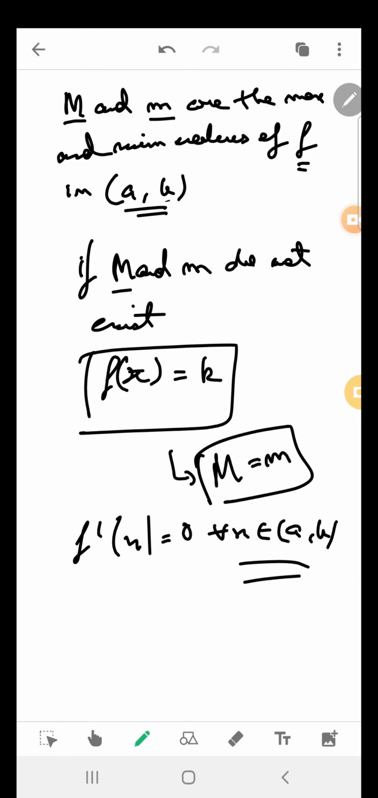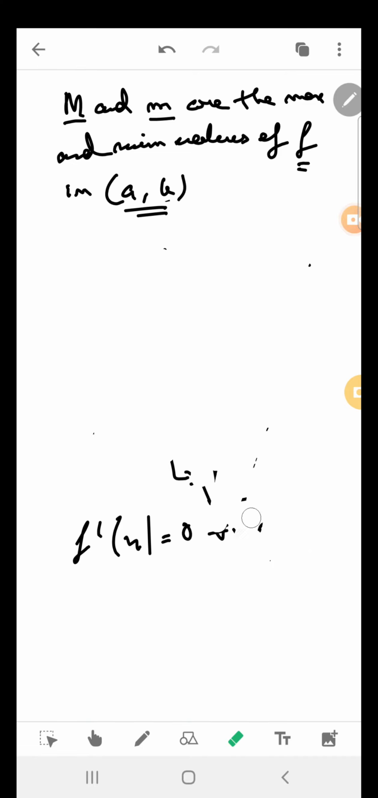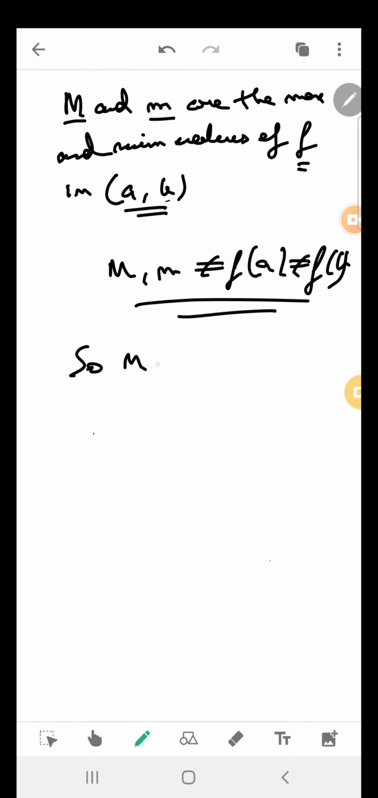But if the function is not constant, that is the maximum and minimum values are different, then what can we do? Let's see. I'm rubbing this portion out. Since it is an open interval, M and m are not equal to f(a), and similarly not equal to f(b). So M and m lie between f(a) and f(b).